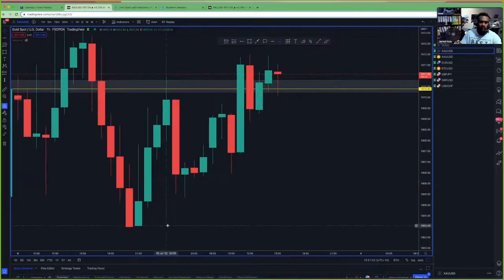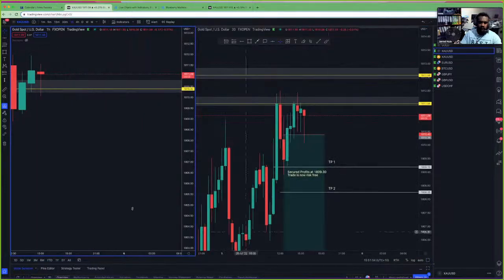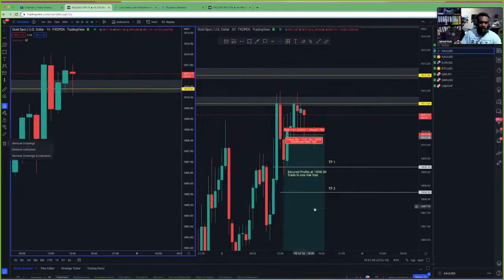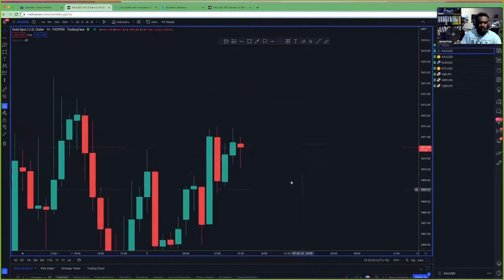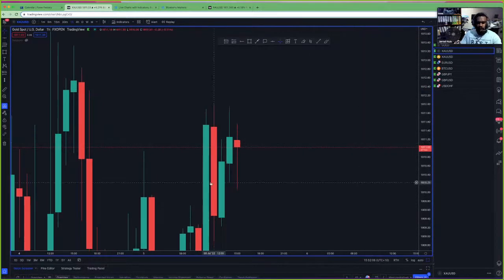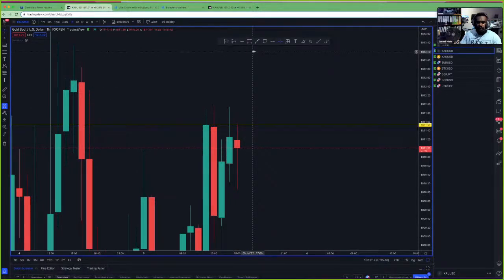So we're gonna hop onto the lower time frames. Start off with the 1-hour time frame. Let's see what's happening on the 1-hour time frame. Start off with clean charts. Looking at the 1-hour time frame, price is really struggling to break above this resistance area at 1811.50 right here.